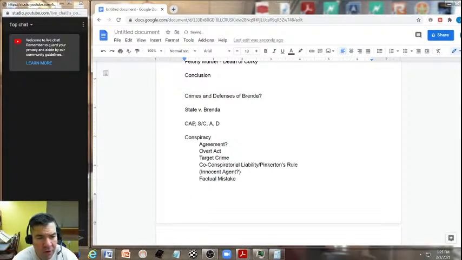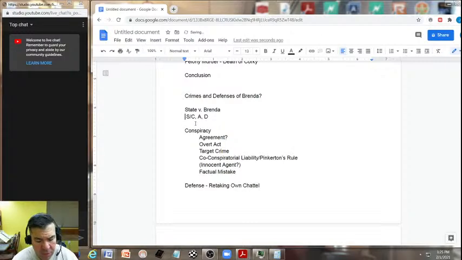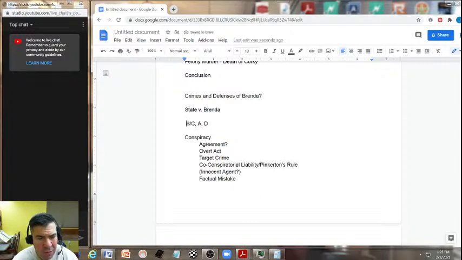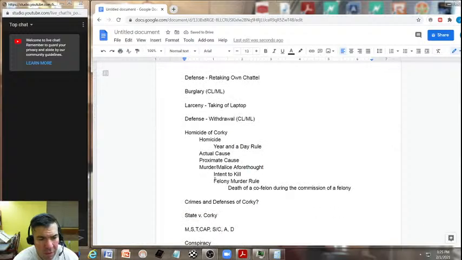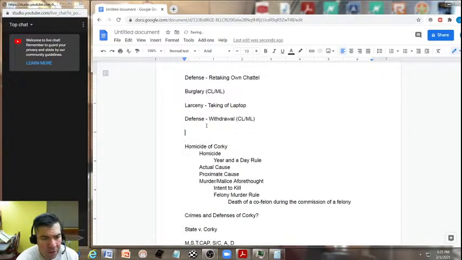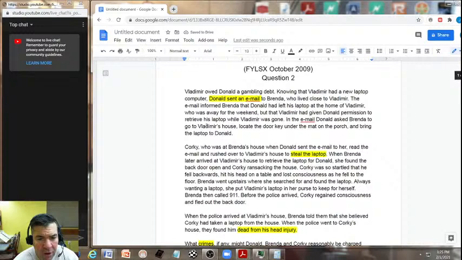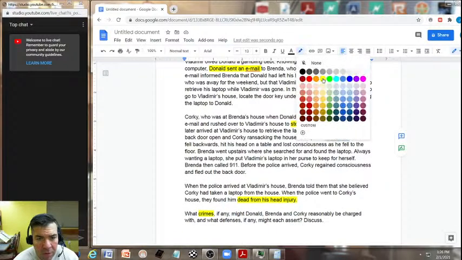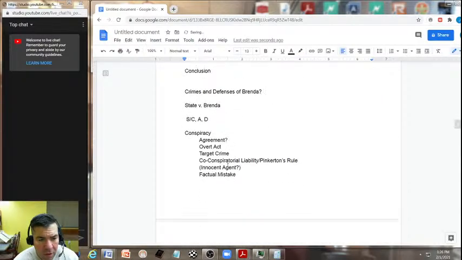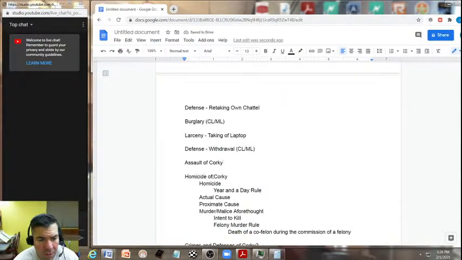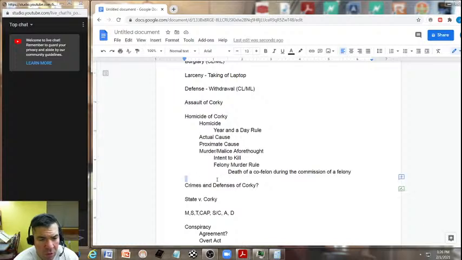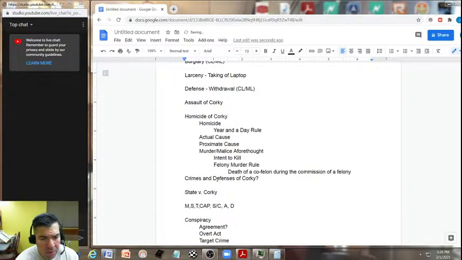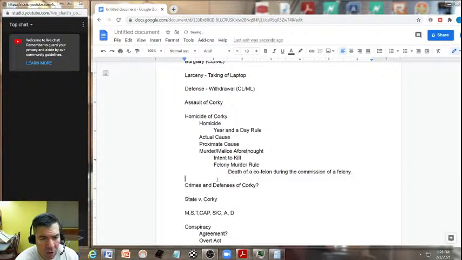We talked about that, that was the larceny. Crime against the person, I don't see it, maybe assault. I'm seeing here the assault of Corky, because Corky was startled. That's the only thing I could think of here. Corky was so startled, so there may be a small discussion of assault there. So coming down here, assault of Corky, and then homicide of Corky. We're running through the whole template there, making sure to run through all of it.